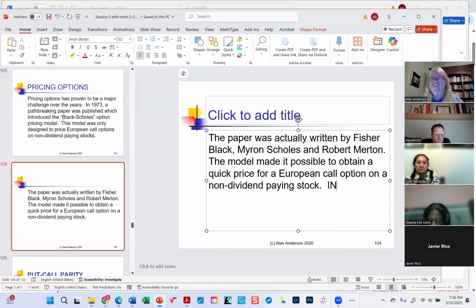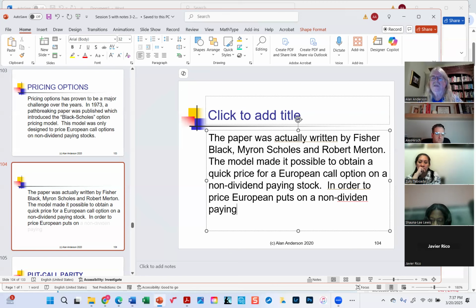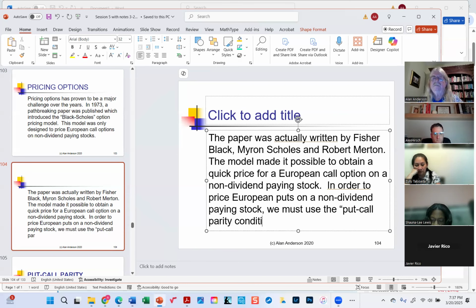But here's the big breakthrough that we're about to see. In order to price European puts on a non-dividend paying stock, and I don't know who came up with this idea, I don't think anyone actually knows, we must use the put call parity condition. In other words, once you know the price of a European call option, you can price the equivalent put with the same strike, maturity, and underlying asset with this special put call parity condition.